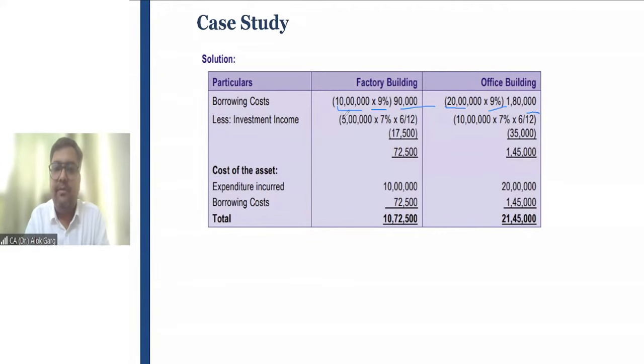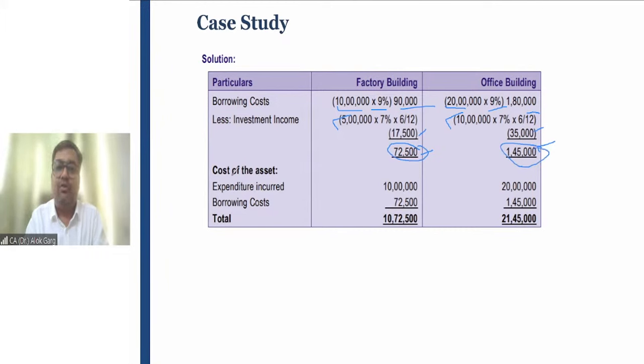Less investment income. So as I told you, the remaining 15 lakh has been invested on 1st October. So the remaining 5 lakh on factory has been invested on 1st October. Remaining 10 lakh for office building has been invested on 1st October. So 5 lakh multiplied by 7% multiplied by 6 divided by 12, and 10 lakh multiplied by 7% multiplied by 6 divided by 12. It gives us 17,500 and 35,000. So 90,000 minus 17,500 gives you 72,500, right? And 180 minus 35,000 gives you 1,45,000. So this is your net interest cost, which is going to be capitalized.